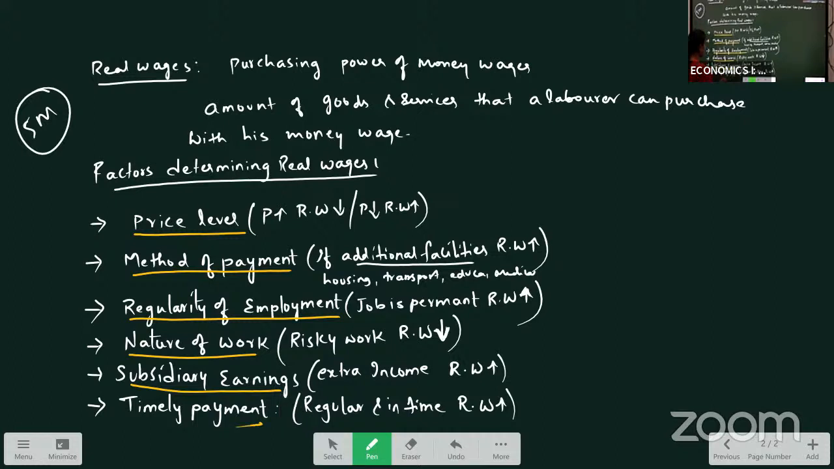Next, timely payment. Whatever payments we are getting, if we receive them on a regular basis and in time, then real wages will be high. Okay, so write down these points for your 5 marks question. This is enough, but this question is compulsory. Every time from this chapter, they are asking this question: factors determining real wages.